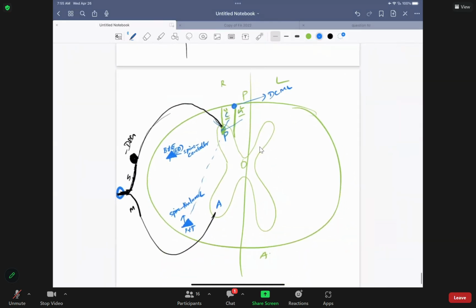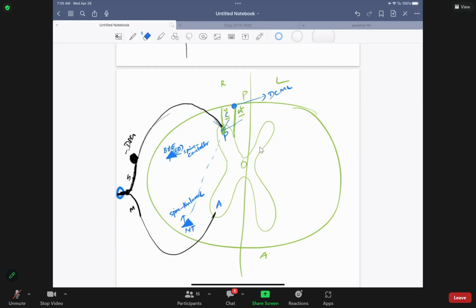So how many tracks did we talk about? 3 tracks. All these 3 tracks are ascending tracks, which means all 3 are sensory. Should you incorporate any motor function in here? No. All those 3 tracks are pure 100% sensory. That's what's called an ascending track. Okay. Those 3 tracks are ascending tracks. Is everybody clear, folks? I'm going to talk about these tracks.